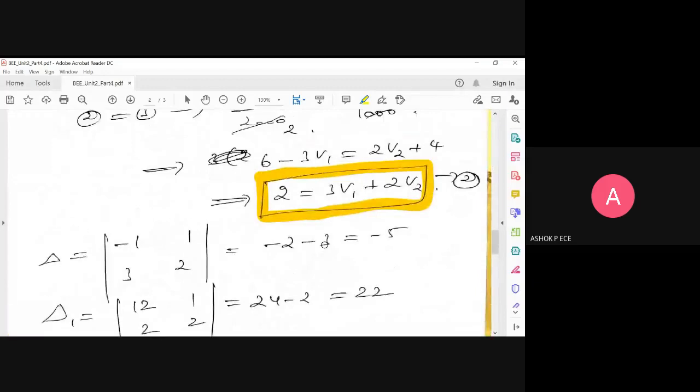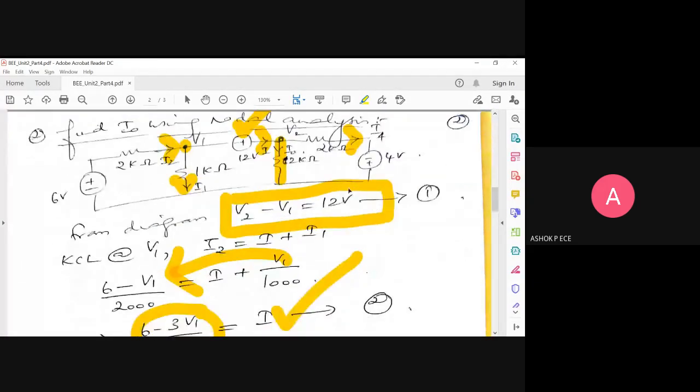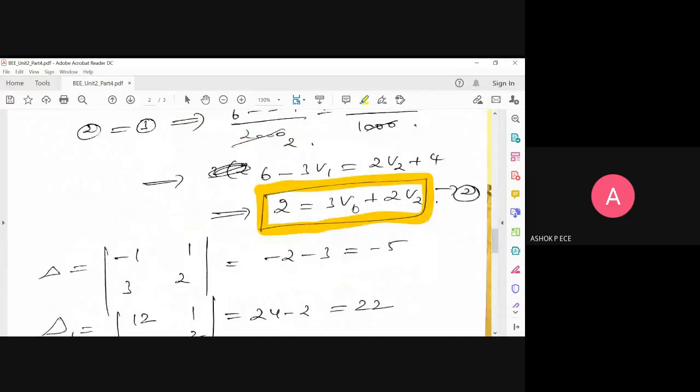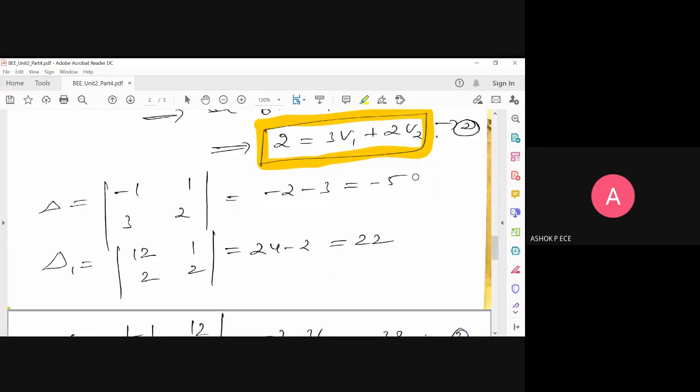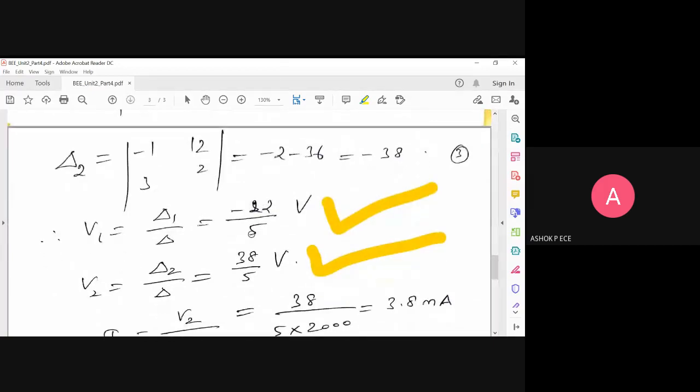See, I will show you the two equations once again. The first equation is written here: V2 minus V1 equal to 12 is your equation number 1. And the second equation is 3V1 plus 2V2 equal to 2. So use any method which is convenient to you and solve for V1 and V2. I have used Cramer's rule, and I got V1 as minus 22 by 5 and V2 as 38 by 5.